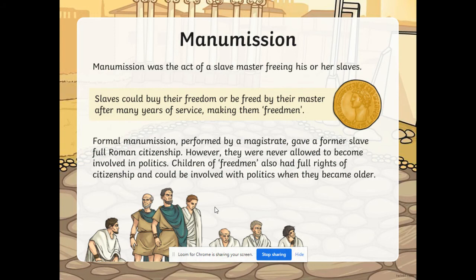So, formal manumission performed by the government gave a former slave full Roman citizenship. They became a full Roman citizen with all the rights a Roman citizen has, but couldn't get involved in politics.